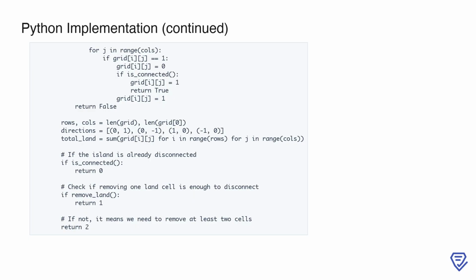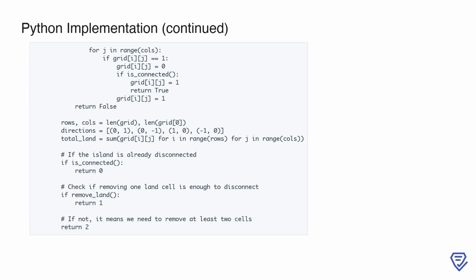Now, in the main function, we calculate the grid dimensions, define the directions for BFS, and compute the total number of land cells. If the island is already disconnected, we return 0. If removing one land cell is enough, we return 1. Otherwise, the only remaining possibility is that at least 2 land cells must be removed, so we return 2 as the result.